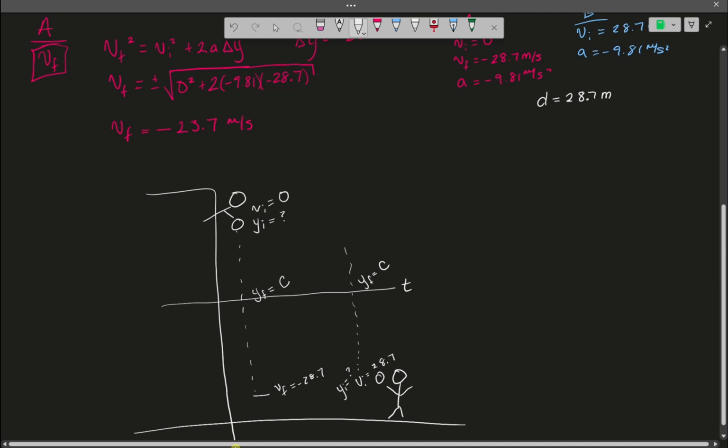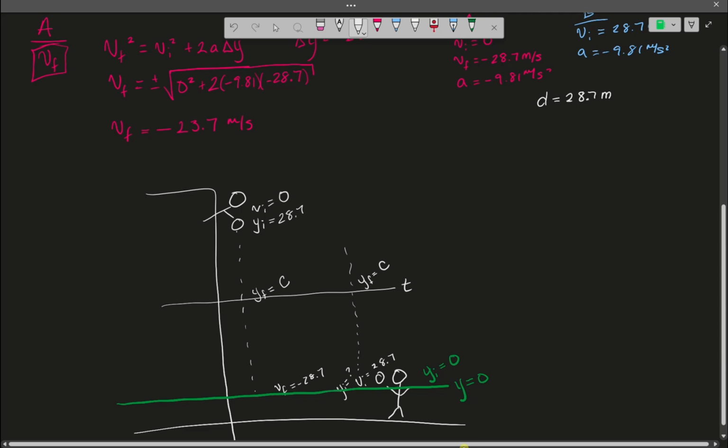I'm actually going to move my coordinate system so that this place is y equal to 0, right? So when my person catches the ball, I'm going to consider that y is equal to 0. That means that my initial position for ball B would be y is equal to 0, and my initial position for ball A is going to be that 28.7 meters.